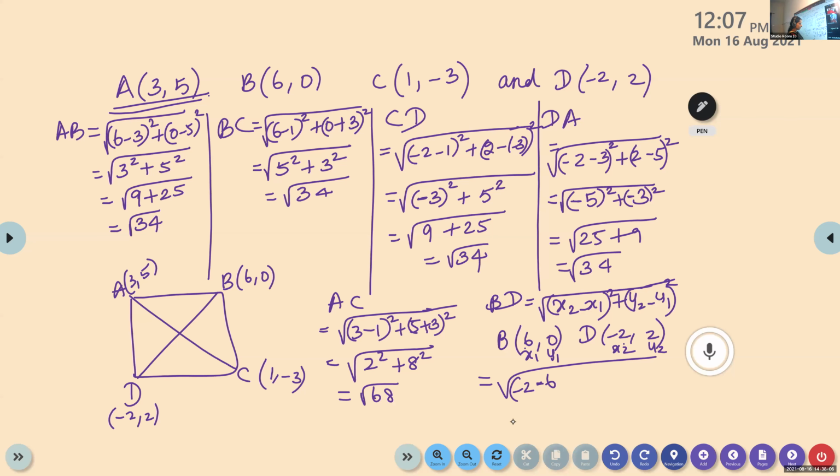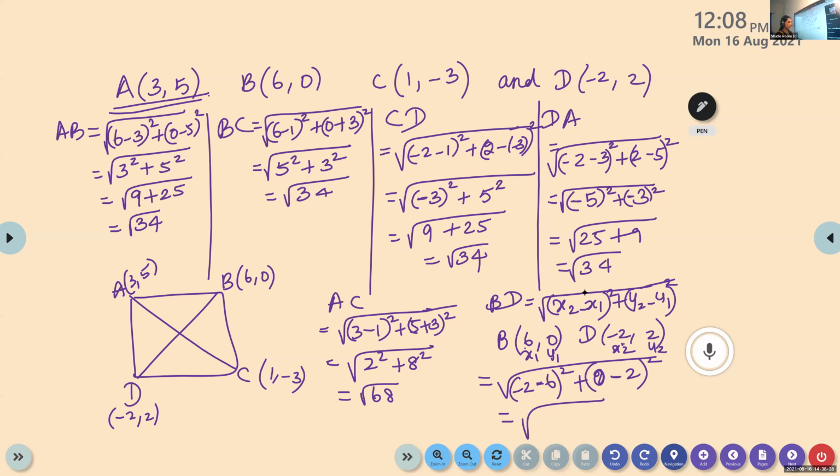Okay, then you can simplify. What is minus 2 minus 6? Minus 8. Minus 8 the whole square, plus minus 2 the whole square. Now simplify this. This is root of 64 plus 4. It is 68.